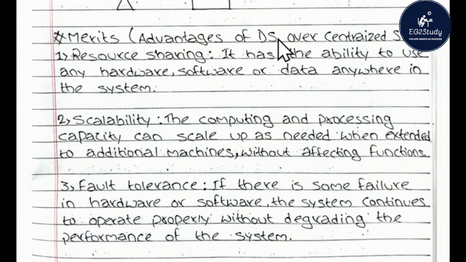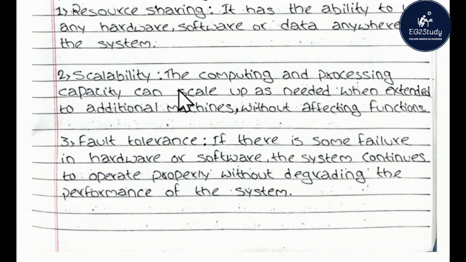Here are some advantages of distributed system over centralized system. Resource sharing. It has the ability to use any hardware, software or data anywhere in the system as they are connected within the network. Scalability. The computing and processing capacity can scale up as needed when extended to additional machines without affecting the functions. We can add different devices without affecting the function of the system. Fault tolerance. If there are failures in hardware or software, the system continues to operate properly without degrading the performance of the system.